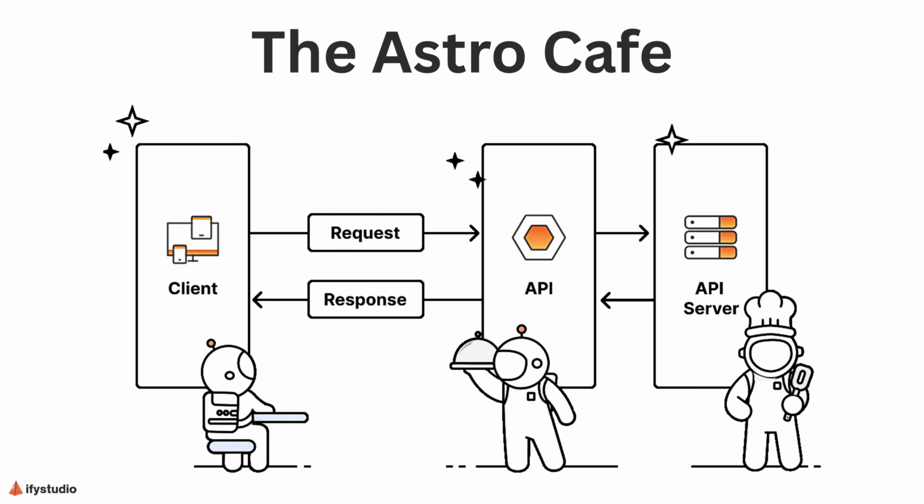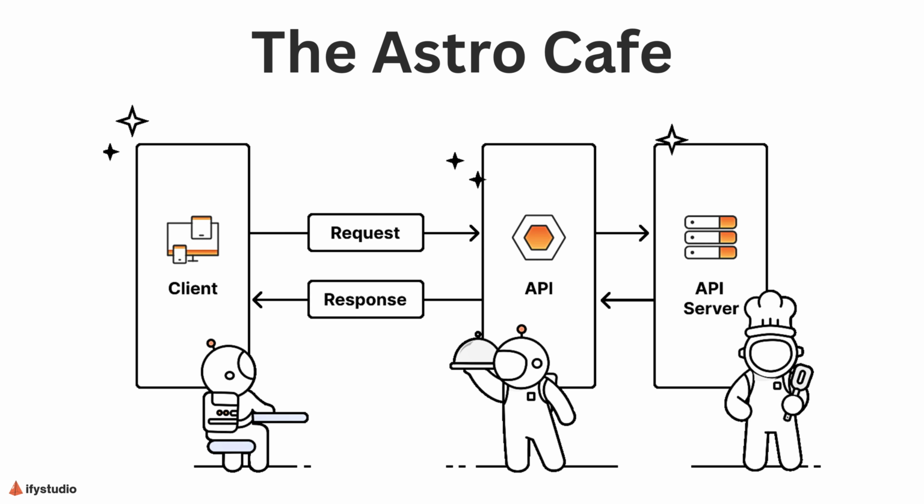This request is then taken forward by the API, which is the waiter in this scenario, and it delivers it to the kitchen, which is the API server, and then brings the response back to you. You don't need to know how the kitchen operates, or what ingredients they use, or which chef is working the shift. The waiter handles all that complexity behind the scenes.